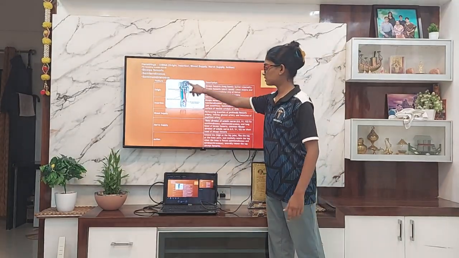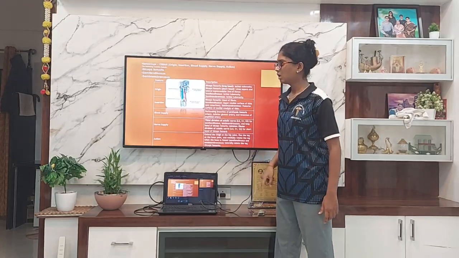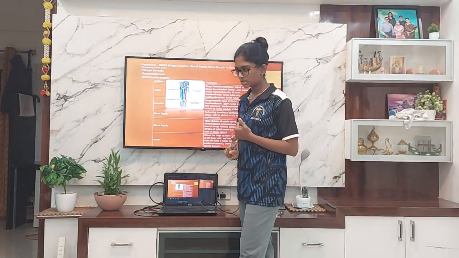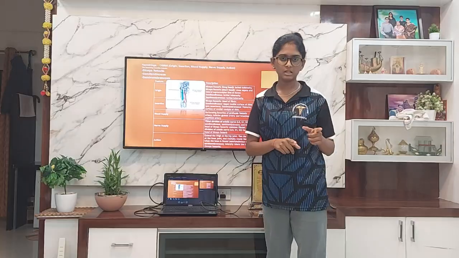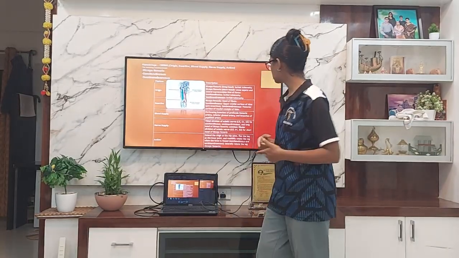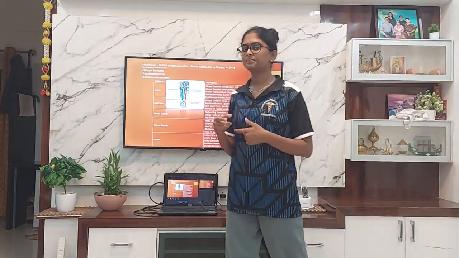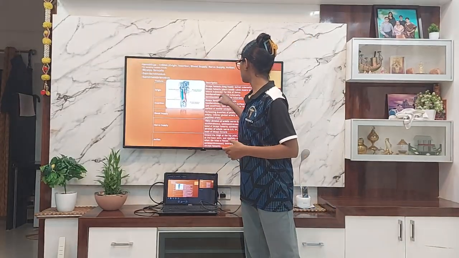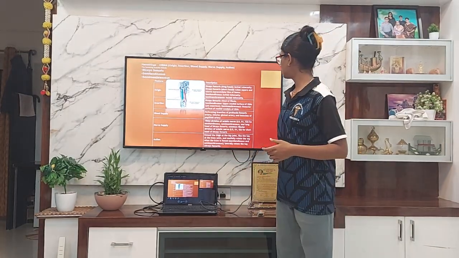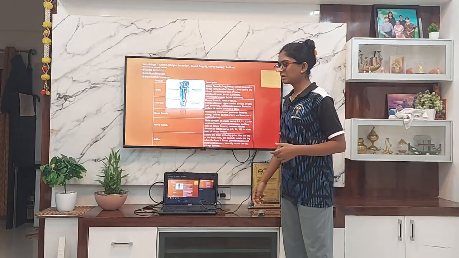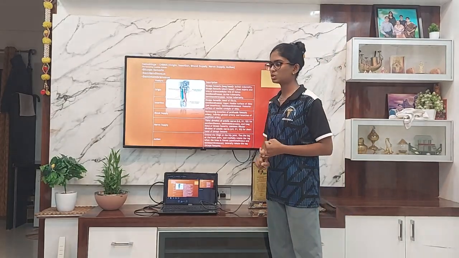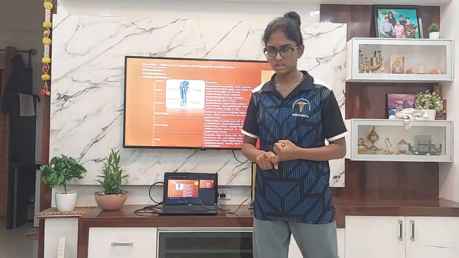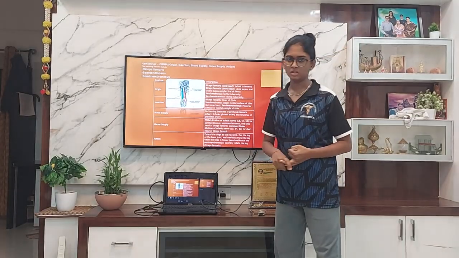Next are the hamstring muscles. You can see here how they are placed. The hamstring muscles consist of biceps femoris, semitendinosus and semimembranosus. The origin of the biceps femoris long head is the ischial tuberosity, and the short head is the linea aspera and lateral supracondylar line of the femur. The semitendinosus origin is the ischial tuberosity, and the semimembranosus origin is also the ischial tuberosity.